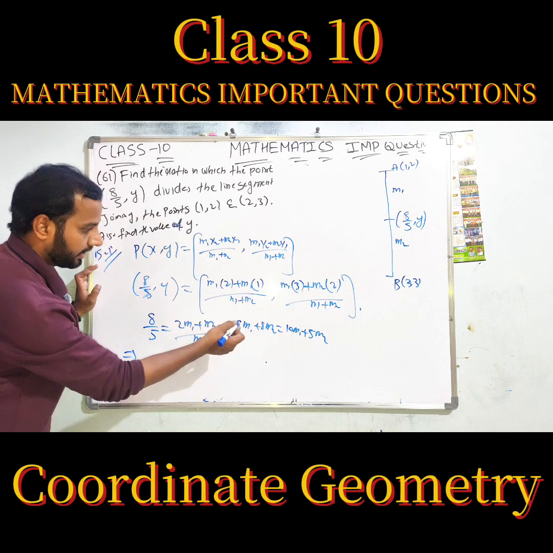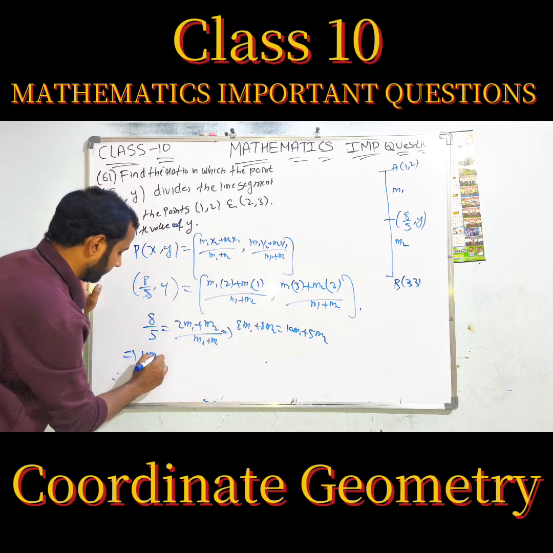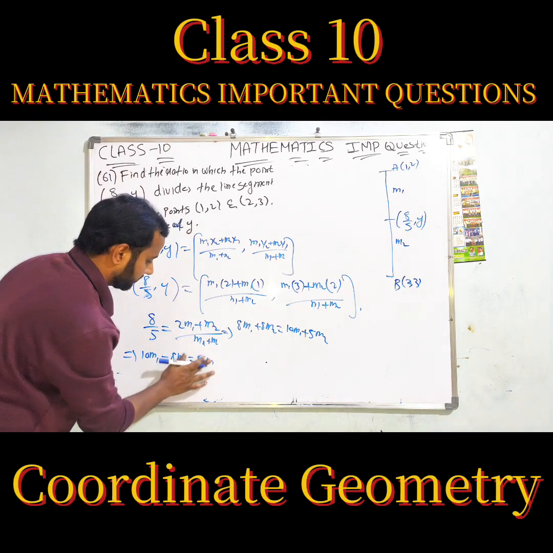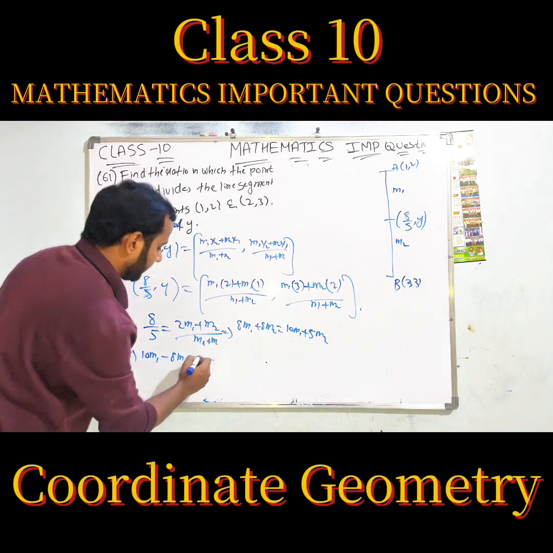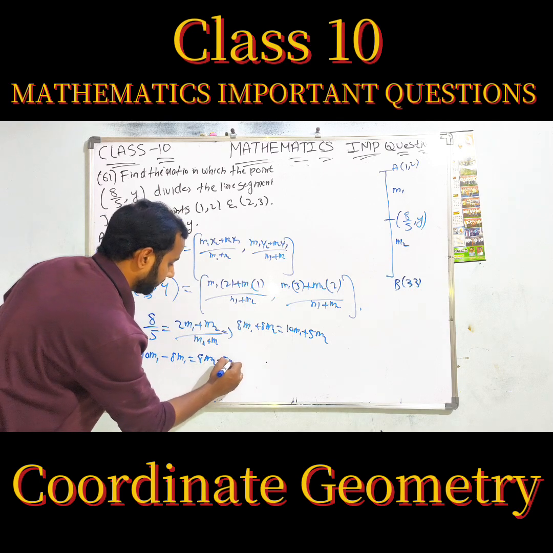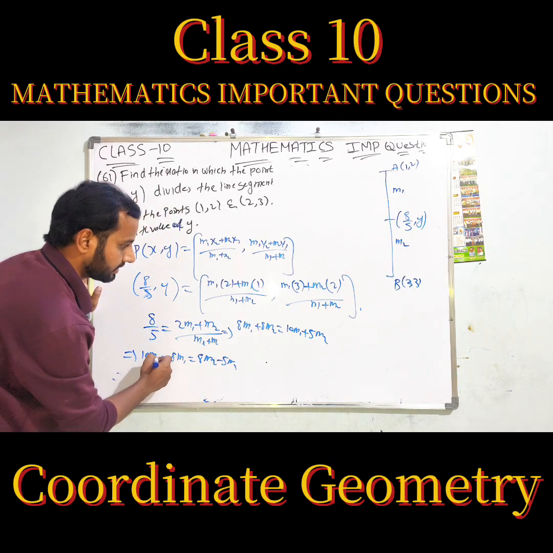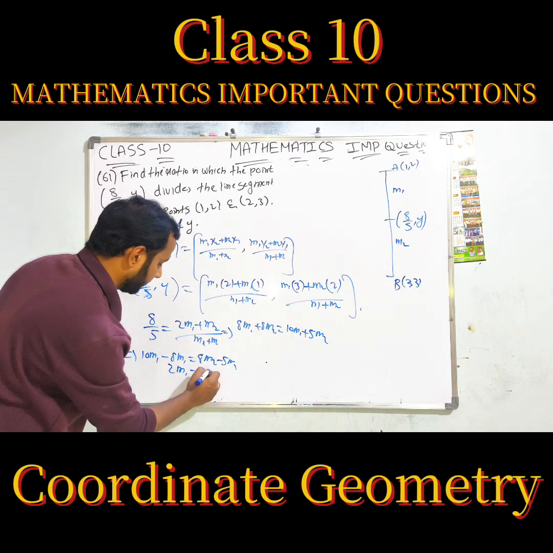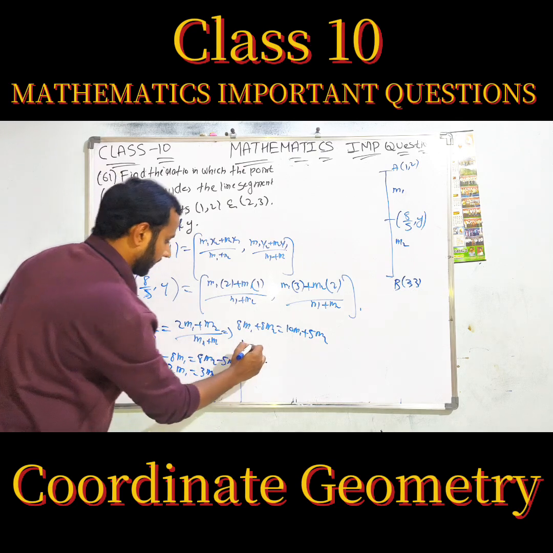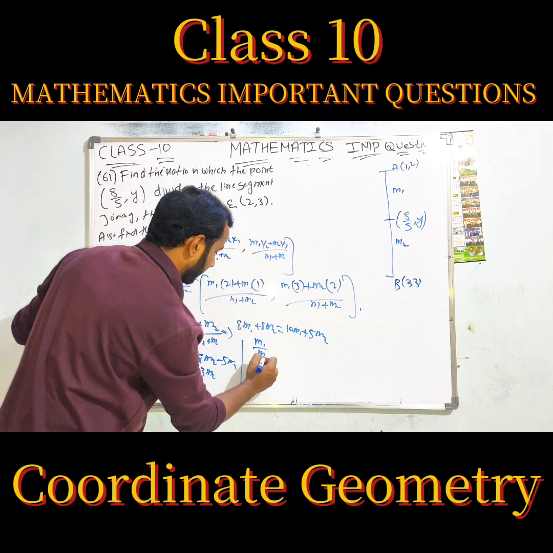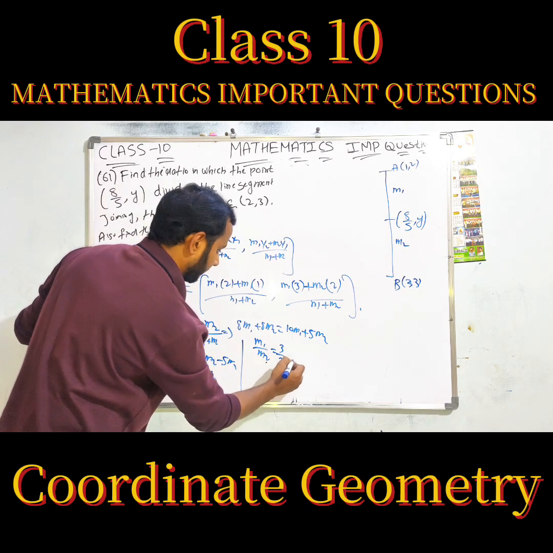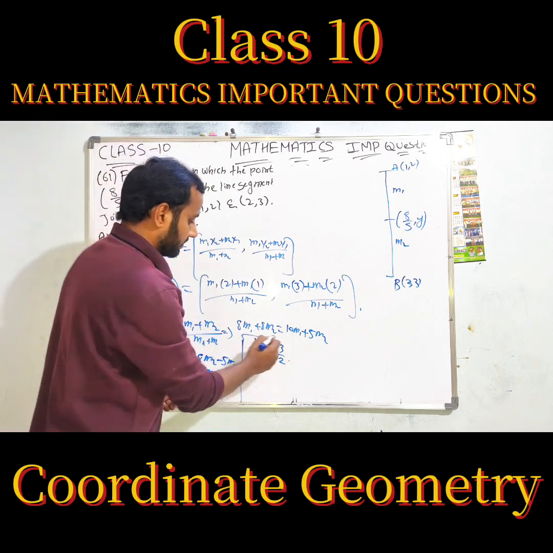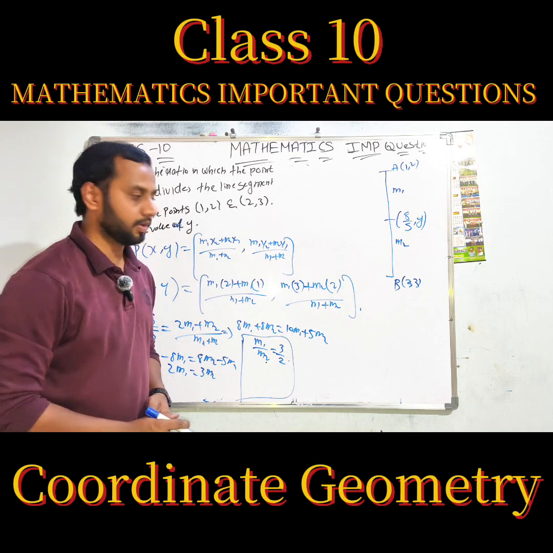Now I can write 10m1 minus 8m1 equal to 8m2 minus 5m2. 10 minus 8 is 2m1 equal to 3m2. Let us take the ratio. m1 by m2 is equal to 3 by 2. If m1 by m2 is 3 by 2, m1 is 3 and m2 is 2.